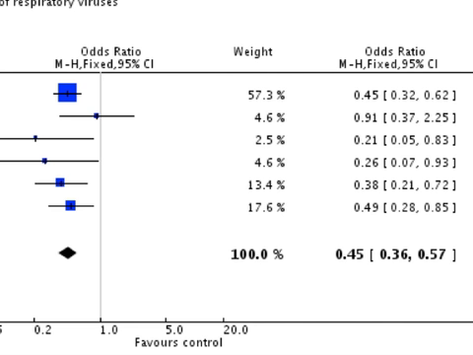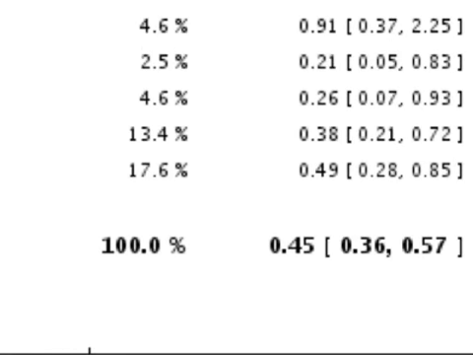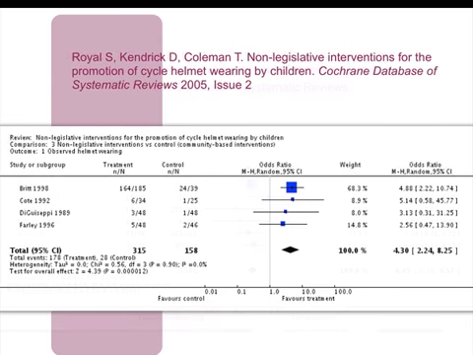So in this case, I can just give you the interpretation of what difference does it make if you wash your hands 10 times a day or more. The actual odds ratio is 0.45, so that means if you wash your hands more than 10 times a day, you can reduce the spread of respiratory viruses by one half, so a 50% reduction in the spread of respiratory viruses.